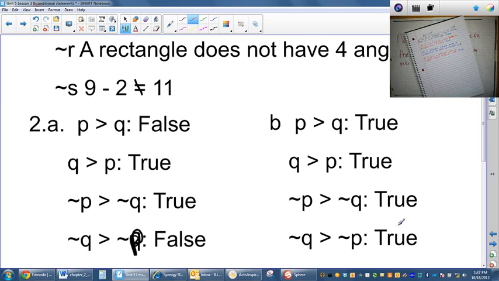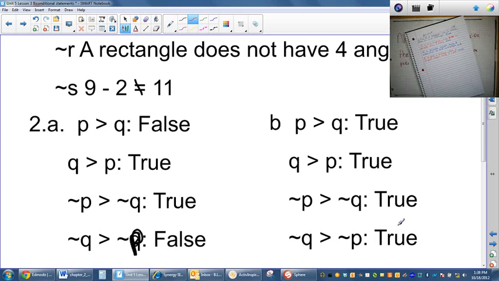Nelson's looking at me weird as I'm just kind of rattling through this. And I was giving him an awkward answer. Alright, B was if P then Q is true, if Q then P was true, if not P then not Q was true, and if not Q then not P was true.